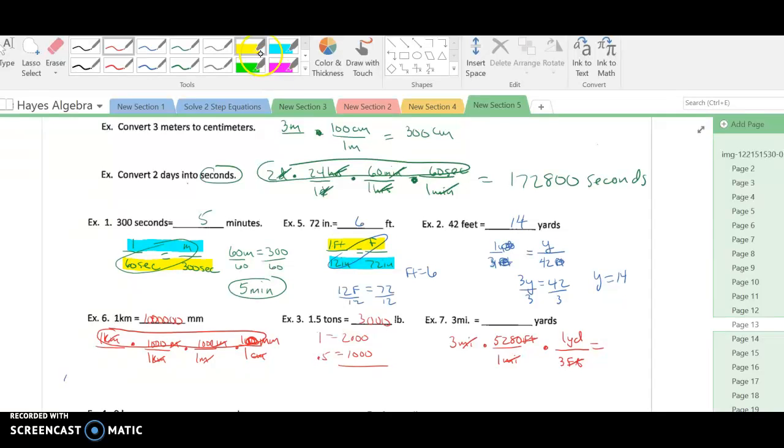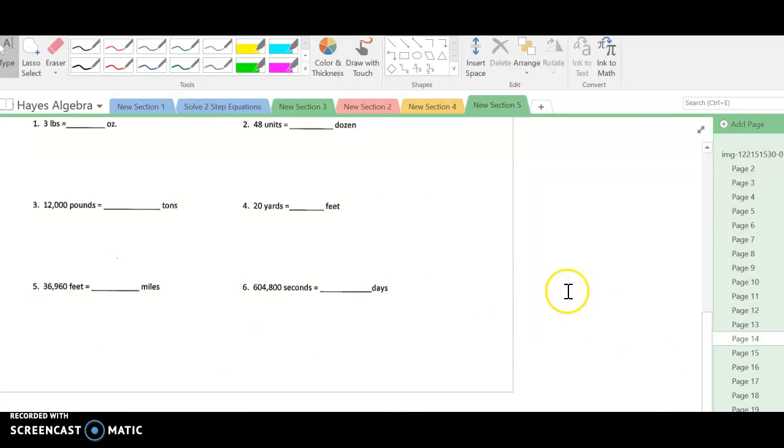Well, when I do this, I'm going to multiply across the top, then I'm going to multiply across the bottom. What you notice here is I get 3 times 5,280, and then I have to divide that by 3. So that's going to give me 15,840 divided by this 3, which is 5,280 yards.